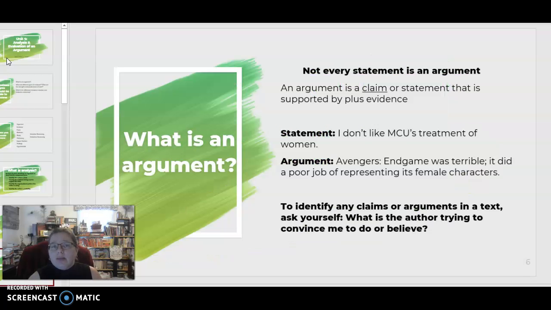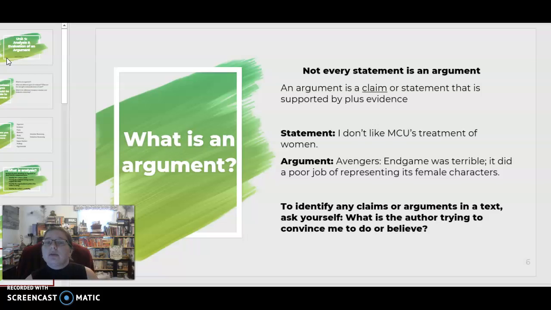So not every statement is an argument. An argument specifically is a claim that an author is putting forth and supporting with some kind of evidence. So it's fine to just make a statement and say, I don't like MCU's treatment of women. That's not an argument. I'm not trying to convince anyone else of that. But if I were to say, Avengers Endgame was terrible, it did a poor job of representing its female characters, then clearly I am putting forth a claim and I am trying to convince other people by also providing some evidence for my statement. So that's the difference between just a statement and an argument.